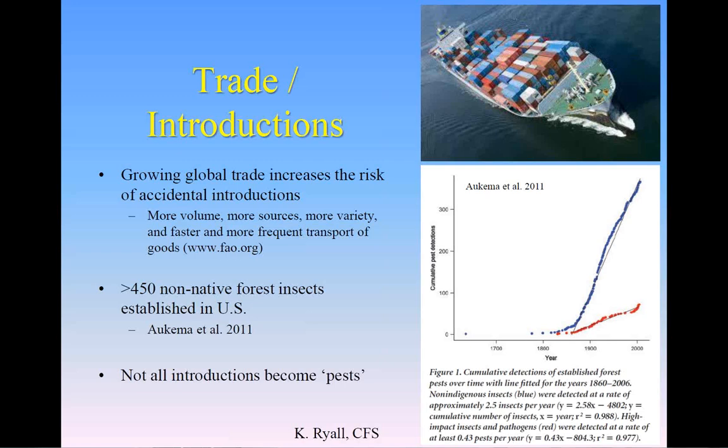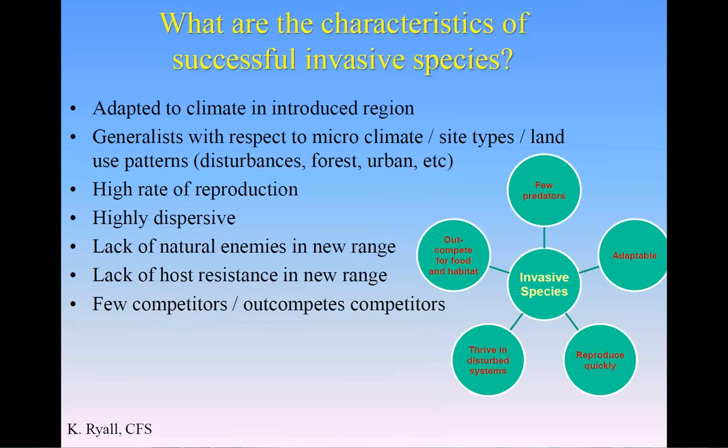What makes them such a problem is they're often adapted to the climate in the ecoregion where they get introduced. That's what we're finding: things coming from northern China are well adapted to our climate in North America. Often they're generalists, so they can feed on a variety of different plants or hosts. And they can take advantage of different habitats, whether it's urban forests or landscape forests or large contiguous forests. They often have a high rate of reproduction.